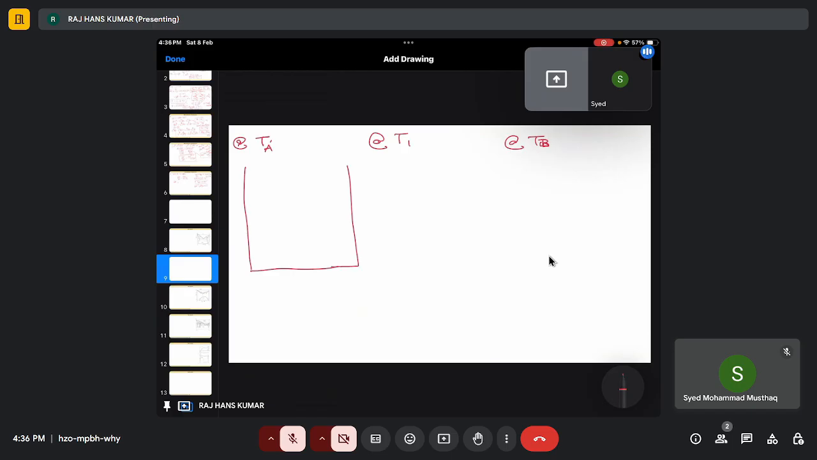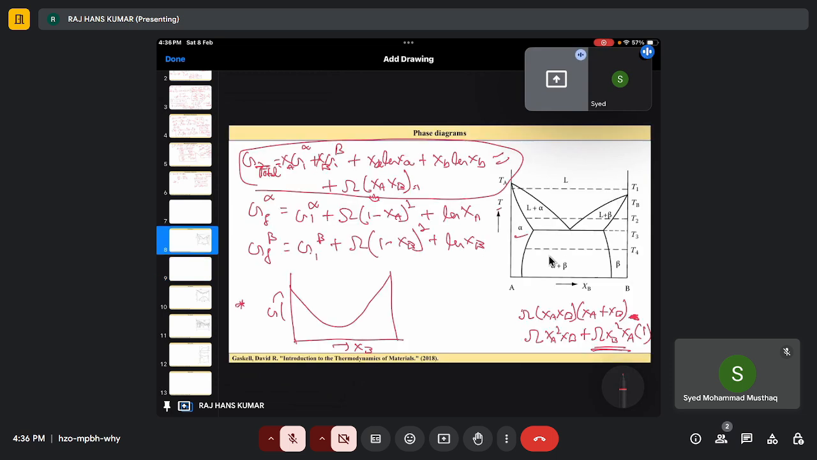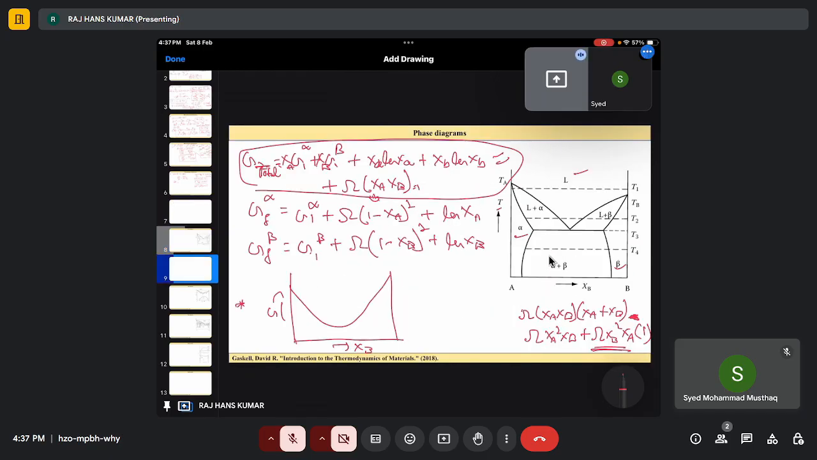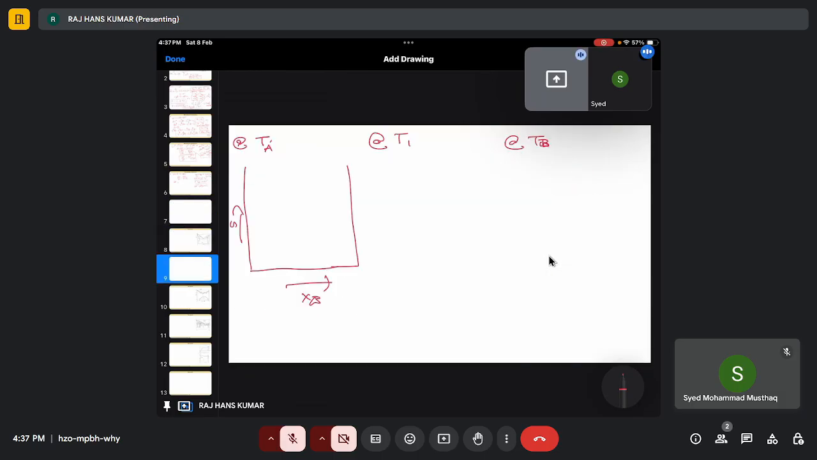This is my G, this is my XB. Now, how many phases do we have? We have three phases: alpha, beta, liquid. Now we need to draw a G versus X curve, right? So at first the liquid is stable, right? So at TA only liquid is touching, right?